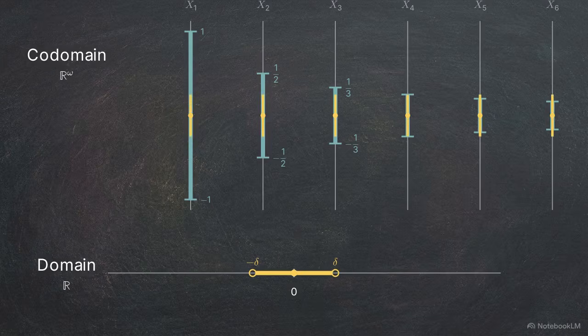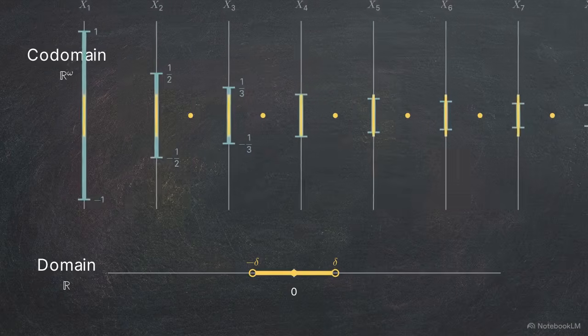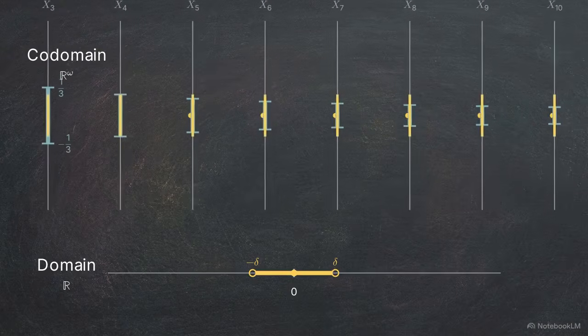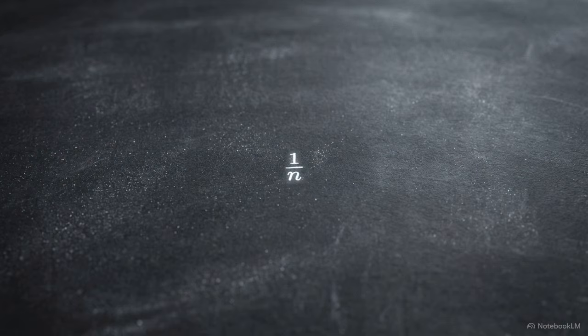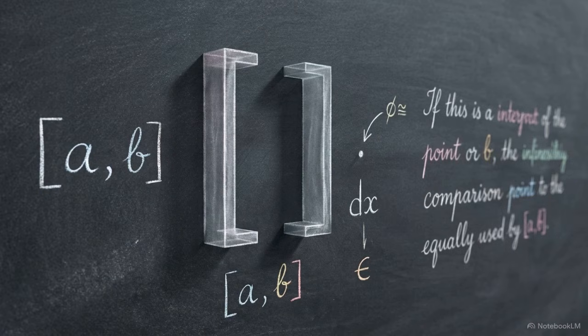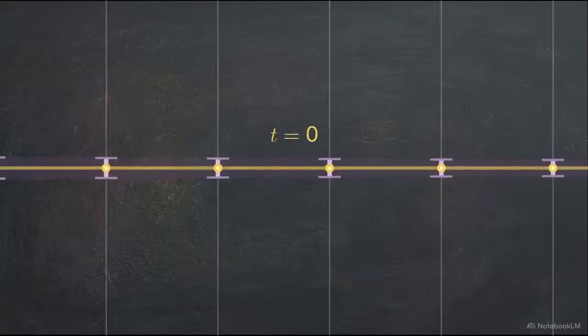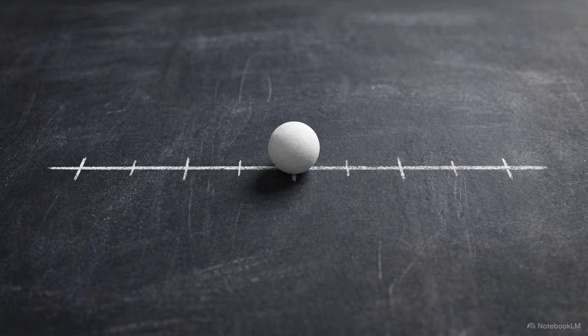Because f of t maps a number directly to itself across every coordinate, the entire interval from negative delta to positive delta must fit strictly inside the interval negative 1 over n to 1 over n on every single infinite axis. As n approaches infinity, the fraction 1 over n shrinks toward 0. There is no positive real number delta that can possibly be smaller than 1 over n for every integer n. The only input that actually fits inside all of these infinitely shrinking boundaries is the number 0 itself. The pre-image collapses from an open interval down to a single point.